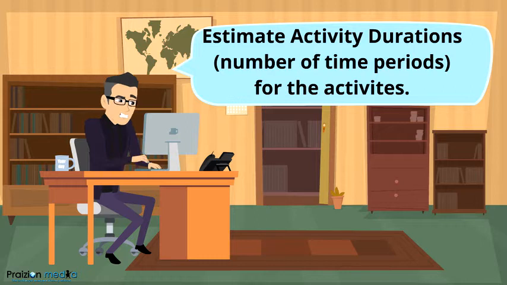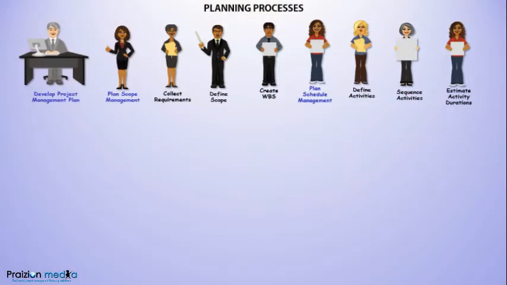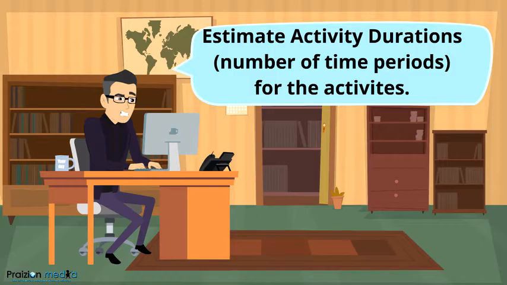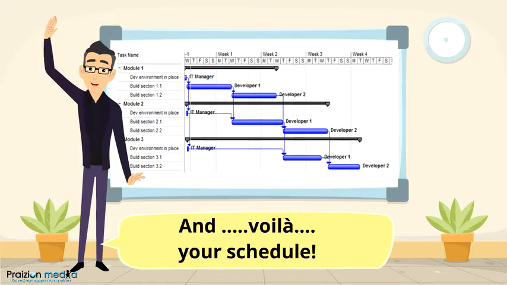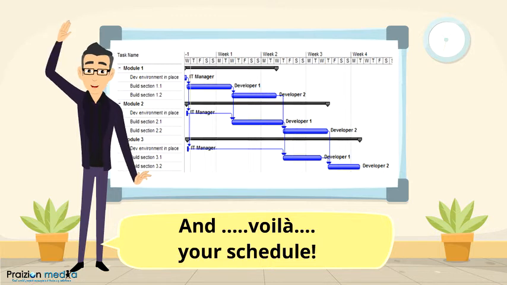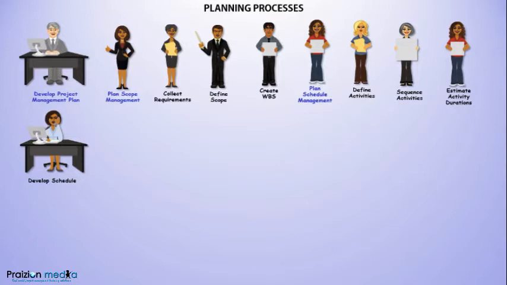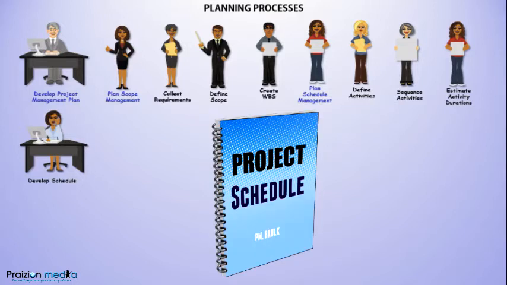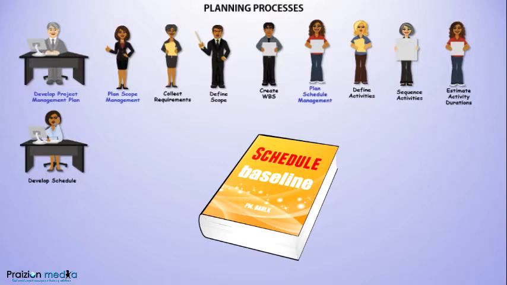Based on an understanding of the resources available, which happens in a different process, we are then able to estimate activity durations for the different tasks. The next process is develop schedule. This is where the entire schedule comes together and all of the information that we have gleaned so far about milestones, tasks, and the durations is all put together into a project schedule. When that schedule is approved by management or stakeholders, it is then known as a schedule baseline.